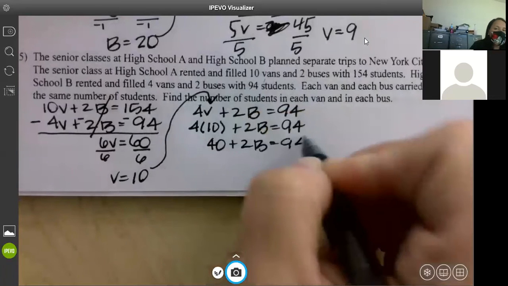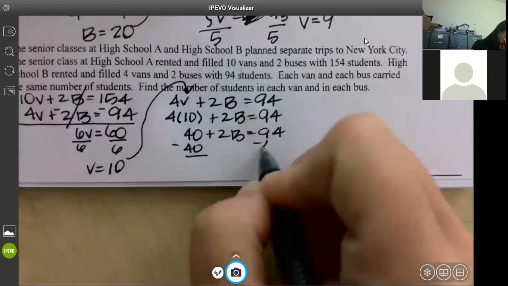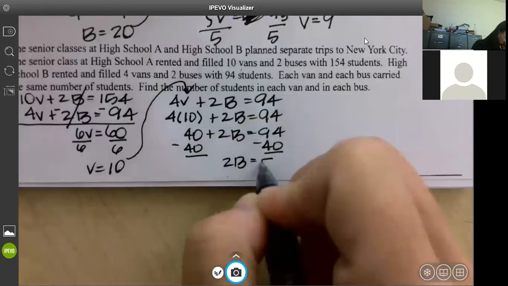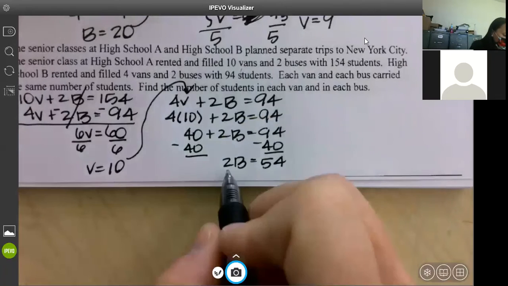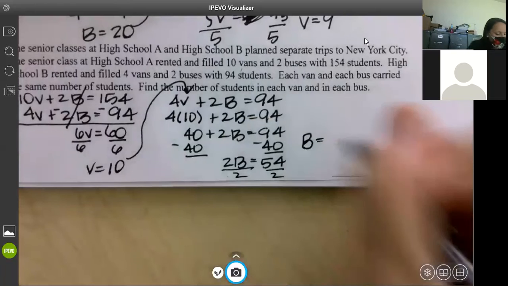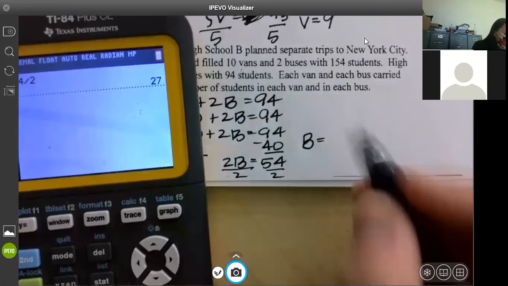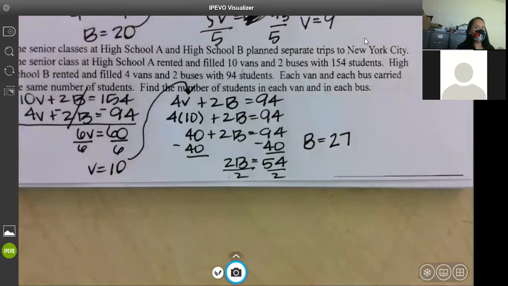How do I solve? Subtract 40. I get 2B equals 54. How do I solve? Perfect. And what do I get for B? If you're not sure, 54 divided by 2 gives me 27. So 27 on a bus. Everybody good? 27 on a bus, 10 in a van.